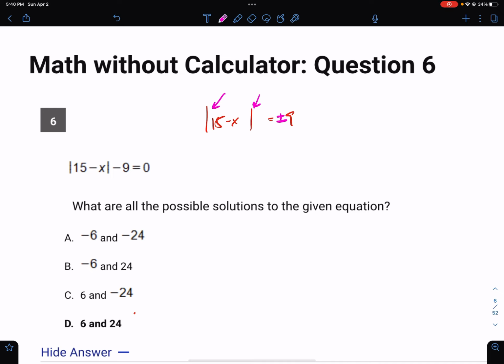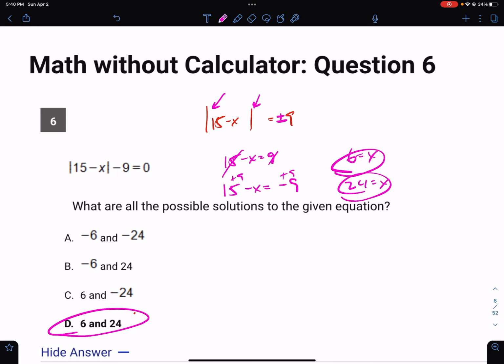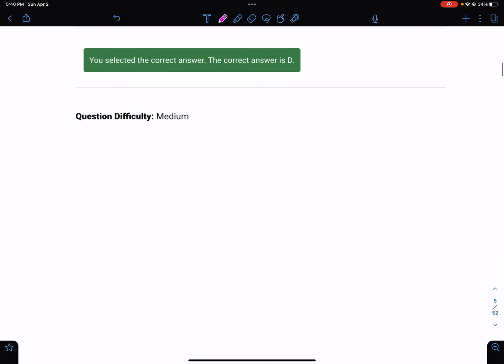Well, you have to plus or minus the other side. You have 15 minus x equals 9, and 15 minus x equals -9. At which point you can solve this any which way, but subtract 9. You have 6 equals x. Subtract 9, or actually add 9. You're going to get 24 equals x. Interesting. I like D. We are flying. Let's come down here for the next question.